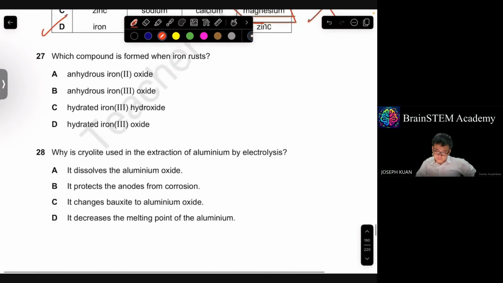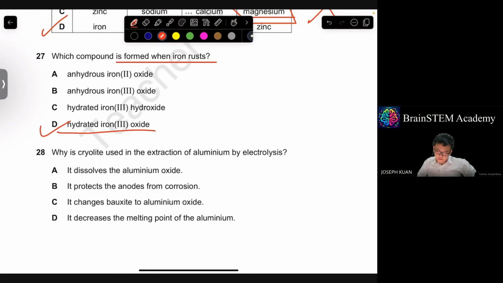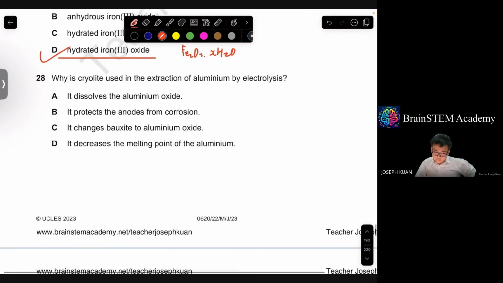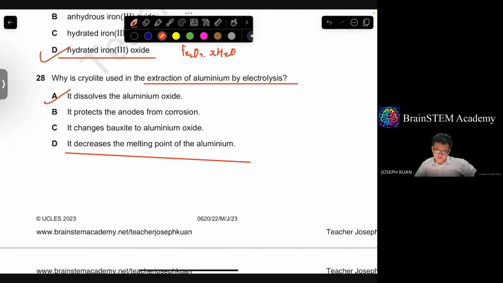Moving on, which compound is formed when iron rusts? Hydrated iron 3 oxide, not hydroxide. Hydrated iron 3 oxide, Fe2O3.xH2O. Move on. Why is cryolite used in the extraction of aluminium by electrolysis? Because it dissolves the aluminium oxide. A common mistake that students make is saying it decreases the melting point. No, it doesn't. It dissolves. It's acting as a solvent.